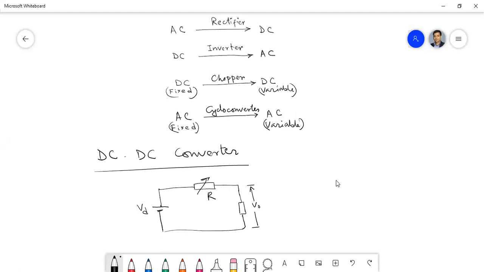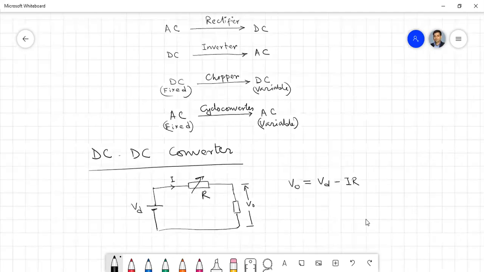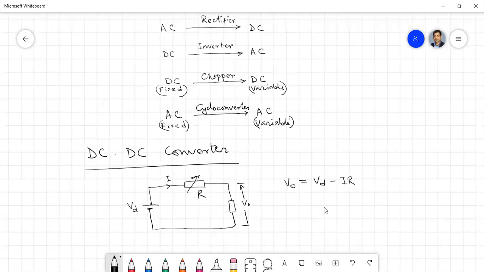So suppose the input voltage is VD. So the output voltage, if you want to have a regulated DC voltage or variable DC voltage, how can we manage it? So this is VD minus IR. It's very simple, isn't it? Yes, sir. Doesn't it fulfill your objective? Because what you want is a fixed DC to variable DC. So it is giving that only, isn't it?